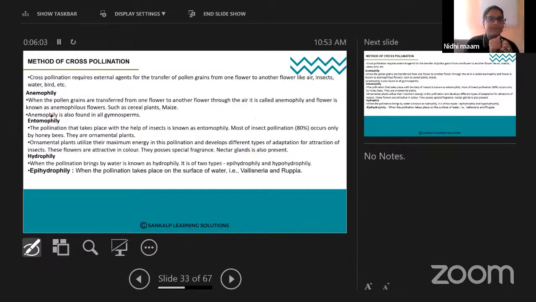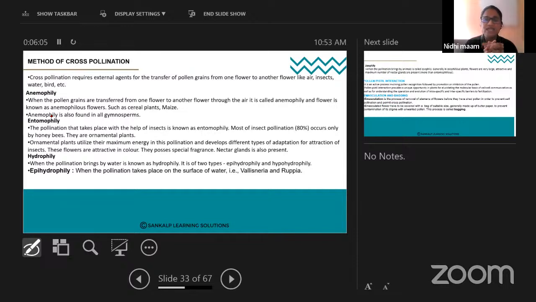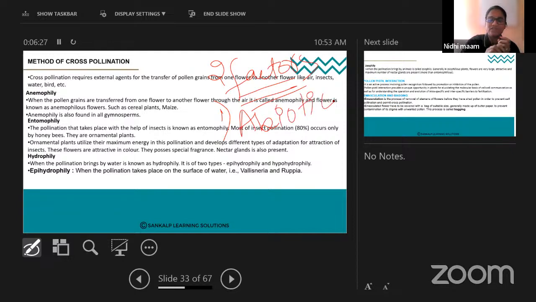Let us proceed. Methods of cross-pollination. So how does cross-pollination happen? In the methods of cross-pollination we have two factors. With the help of two factors, cross-pollination happens. The first factor is the abiotic factor. Abiotic means non-living. The second one is the biotic factor, living. In the abiotic factor we have two, that is water and wind. Pollination happens through water or through wind. So it will come under the abiotic factor.